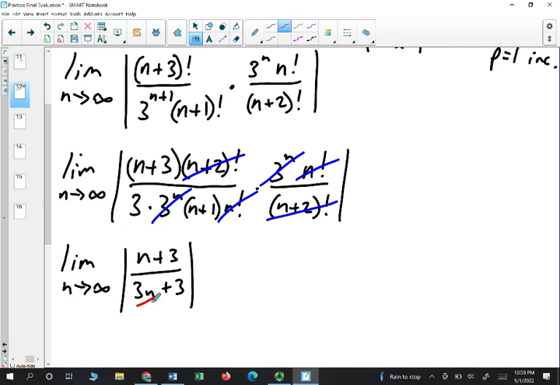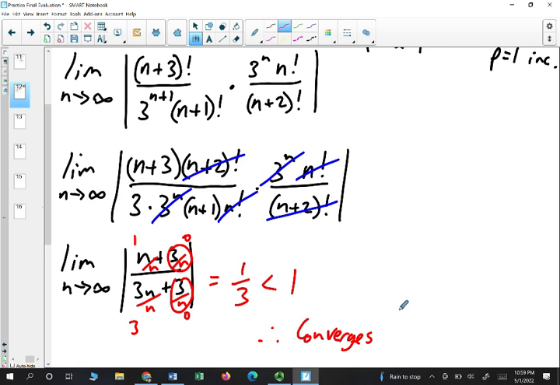Here we could divide everything by n. Or you could take the leading coefficients, that ratio. So this will be a 1, this will be a 3. This limit will go to 0. This would also go to 0. So we're left with 1/3, which is less than 1. So therefore we would say that our series converges by the ratio test.